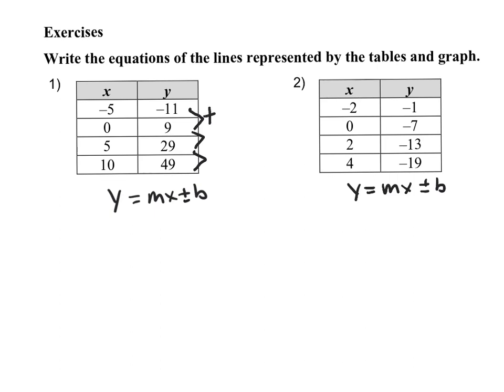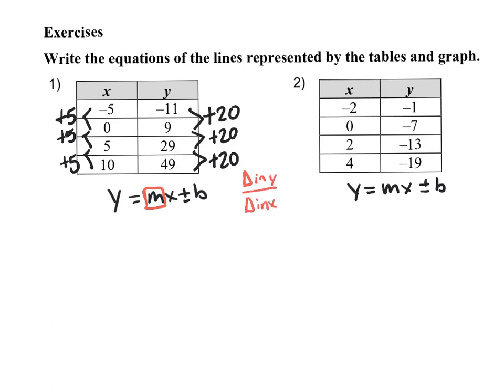Plus 20. Okay, so plus 20. What is the change from negative 5 to 0, 0 to 5, 5 to 10? Add 5. Okay? So my change in y over change in x, or rise over my run, is 20 over 5. So that equals 4.